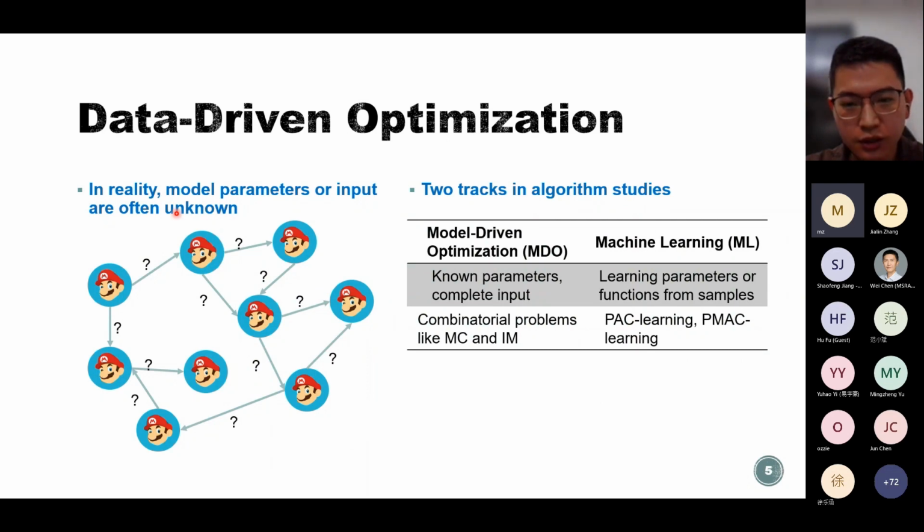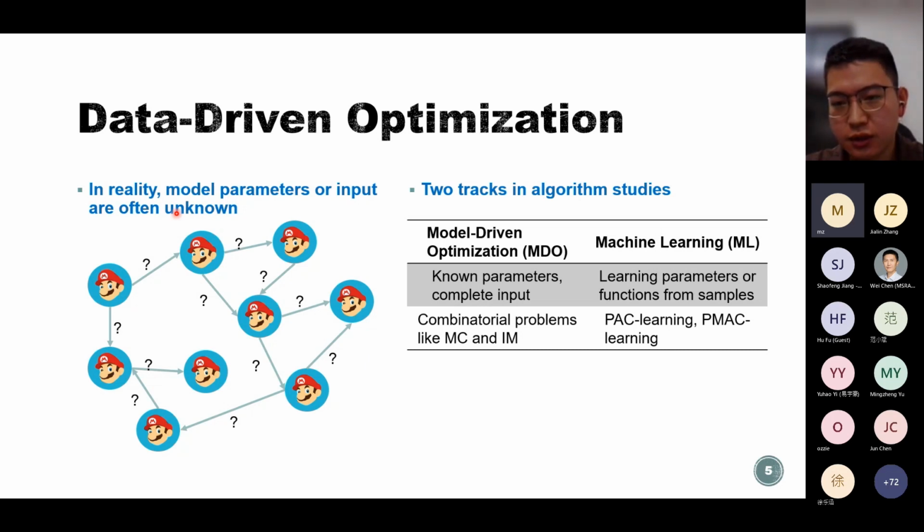In this type of optimization, the parameters are often known and the input is also complete. Many combinatorial problems, like the maximum coverage problem and the influence maximization problem, belong to this type of optimization.